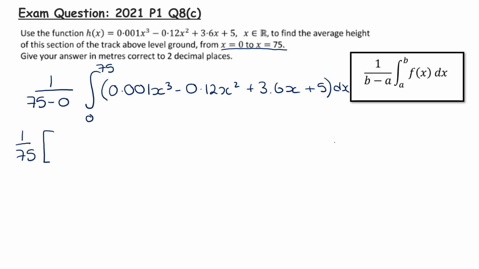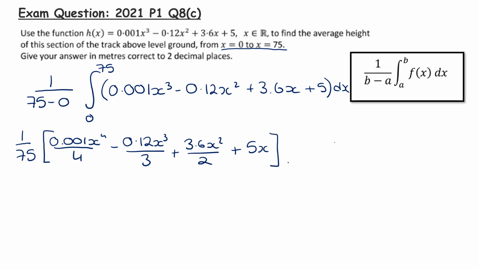Let's actually integrate this. So you add 1 to your power. So that's x to the power of 4 divided by 4. Add 1 to your power, x to the power of 3 over 3. Add 1 to your power, 3.6x squared, divide by your power, plus 5x, and we're going to do that between 0 and 75. Let's just do a little bit of cleanup on this rather than having to deal with decimals and fractions. So I have 1 over 75.